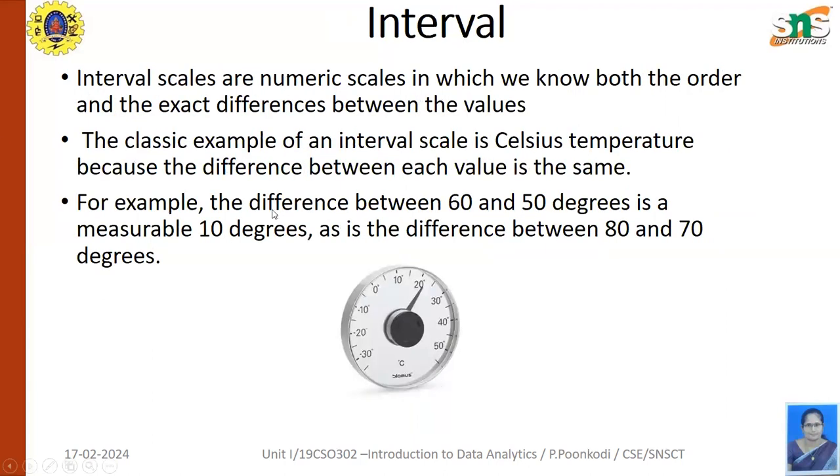Next one is the interval. Interval scale is a numeric scale. It gives both the order and the exact difference between the values. The classic example of interval scale is Celsius temperature. The difference between 60 and 50 is 10.